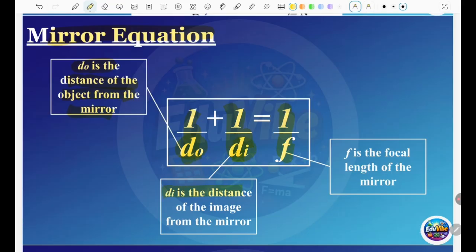di is the distance of the image from the mirror, where i is image. f is the focal length of the mirror. What is the focal length? It is the distance between the focal point and the mirror, and that is called the focal length.